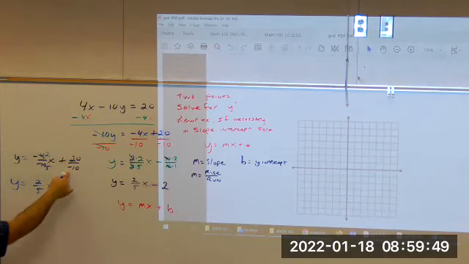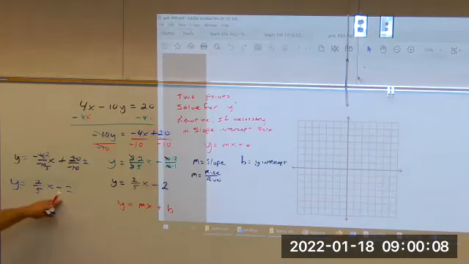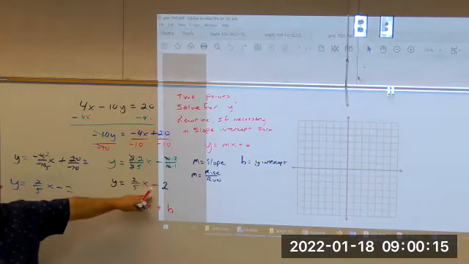A positive over a negative is a negative. 10 goes into 20 two times, so -2. You don't have to show me the factors, but if you're struggling with reducing, then show the factors. So I will always show, because somebody's going to say, how'd you get this? If I just start crossing things out, I will always show what I crossed out, okay?